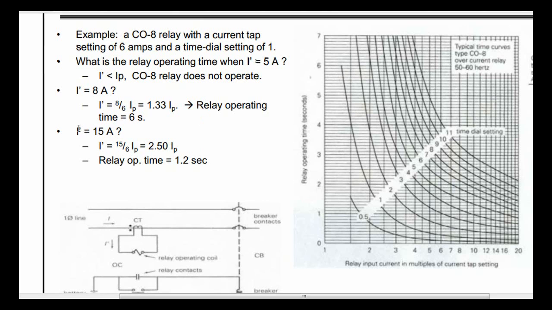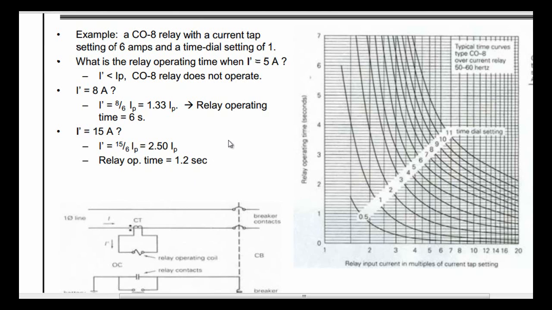And if I dash is 15 amps, then 15 divided by 6, I will get a pickup multiple of 2.5. So let's go to 2.5. This is 2.5. I'm going to this curve, which is 1. I will get something around 1.2 or 1.1 seconds, something around this time.